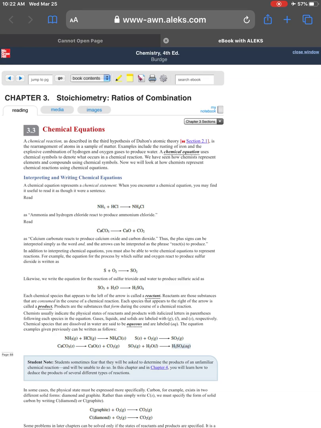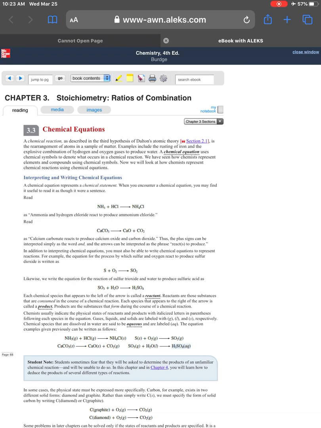Reactants are those substances that are consumed in the course of a chemical reaction. Each species that appears to the right of the arrow is called a product. Products are the substances that form during the course of the chemical reaction. Chemists usually indicate the physical states of reactants and products with italicized letters in parentheses following each species in the equation. Gases, liquids, and solids are labeled with g, l, and s respectively. Chemical species that are dissolved in water are said to be aqueous and are labeled aq.